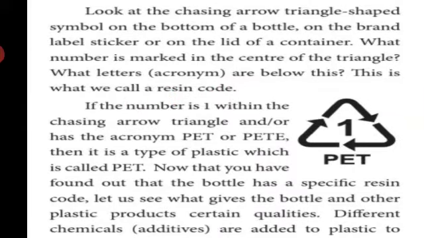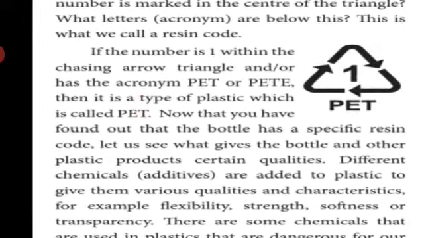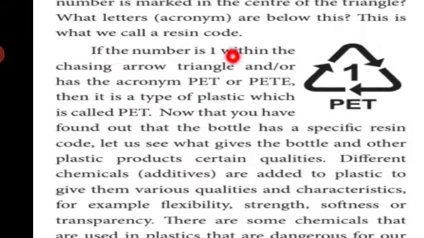Okay students, if the number is 1 within the chasing arrow triangle and the acronym is PET, polyethylene terephthalate, which we discussed already, then the category of plastic is PET. Based on that, numbers 1, 2, 3, 4 up to 7 are mentioned there.